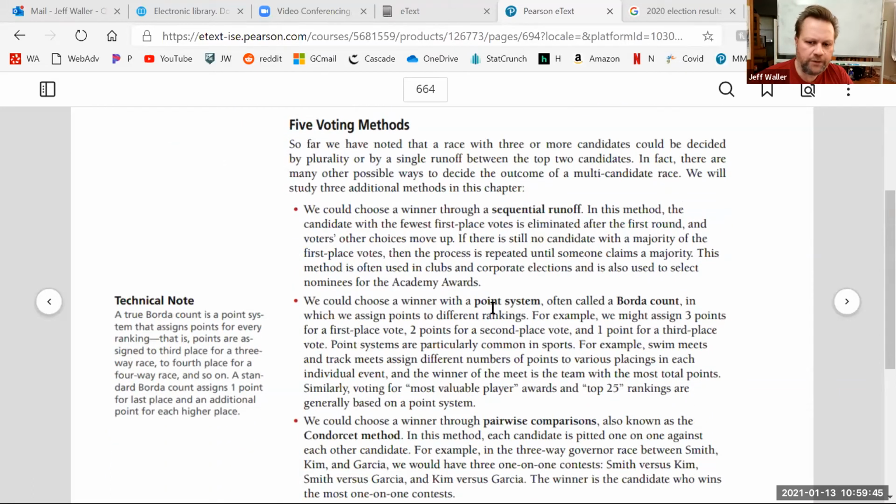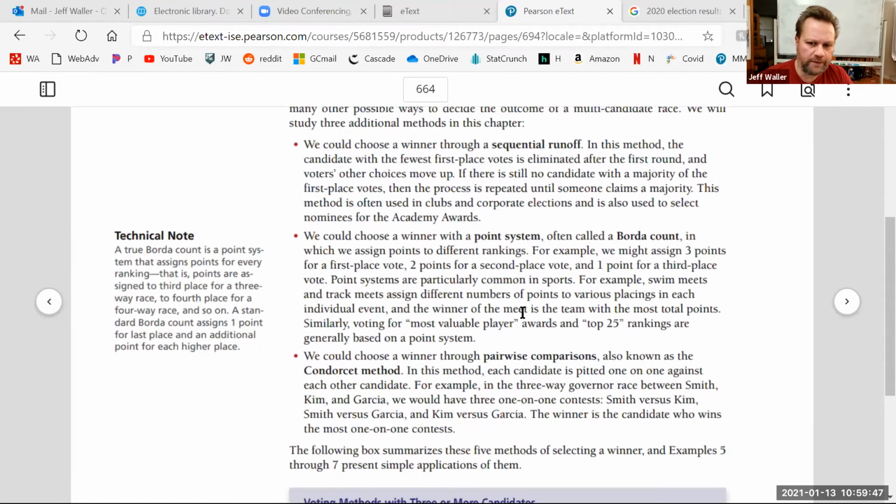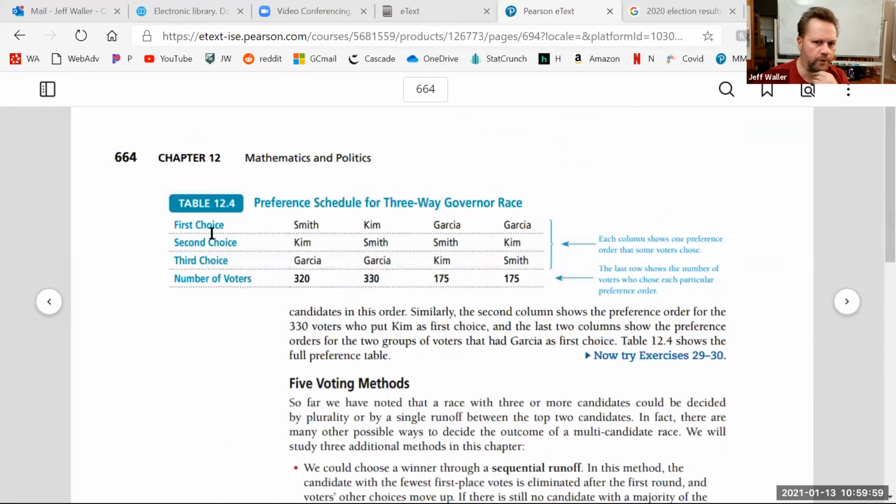The next way to do this is with the point system. And this isn't too crazy, right? We assign points. So for example, we would give 3 points for first place, 2 points for second place, and 1 point for third place. You guys with me? Now this is definitely leaking directly into math. We are totally in math.